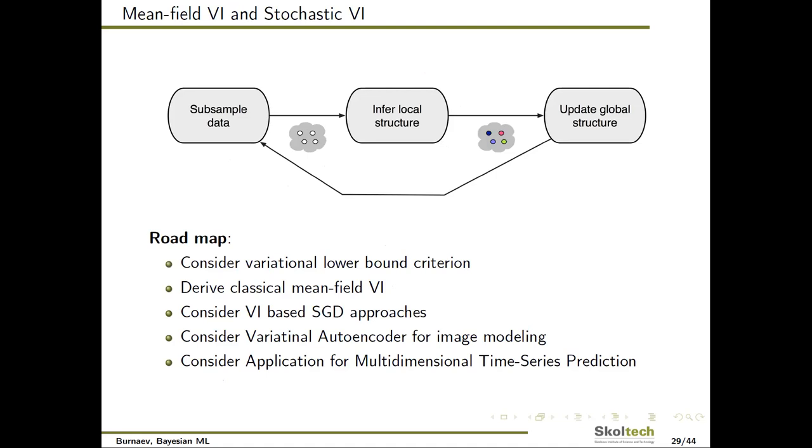We will consider today mean field variational inference and maybe stochastic variational inference. In this case, we again revisit the variational lower bound, and from this we will derive our classical mean-field variational inference. Then we will talk a bit about how SGD approaches are related to variational inference. And if we have time, we will consider two particular applications: variational autoencoder for modeling images, and how we can do multidimensional time series prediction using this paradigm.